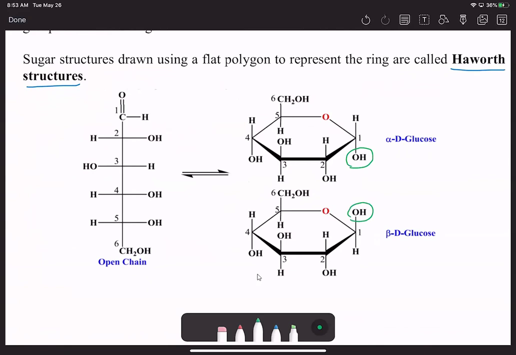If the hydroxy group is pointing down, we get the alpha anomer. If the hydroxy group is pointing up, we get the beta anomer.